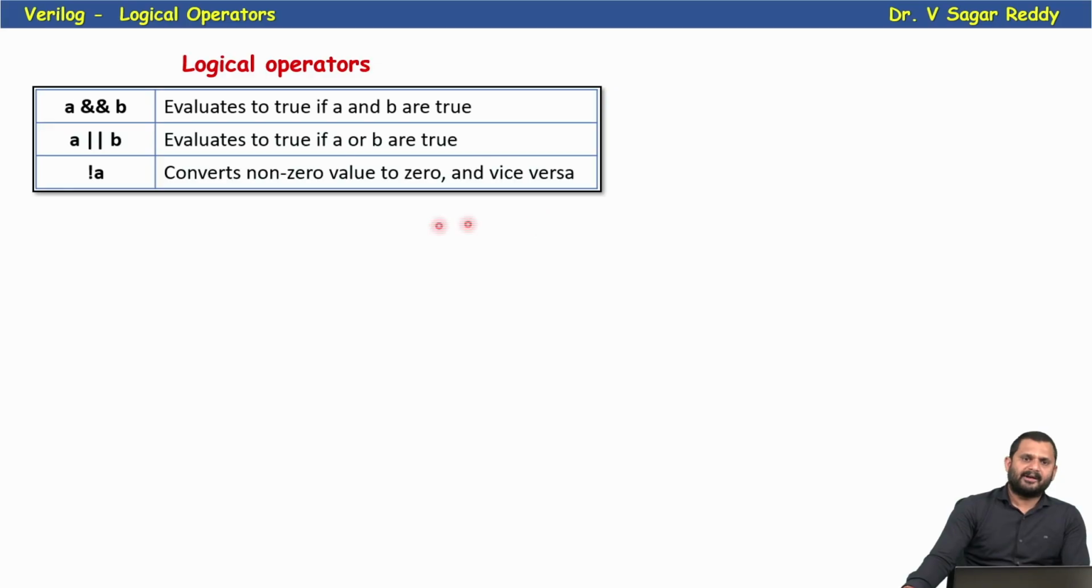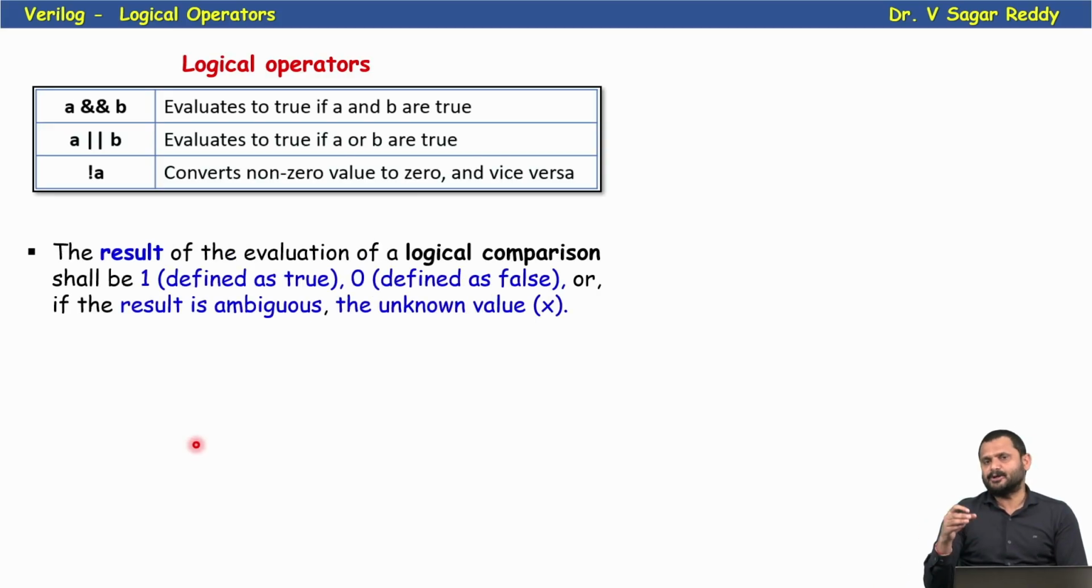Now the next operator is the logical operators. So a && b evaluates true if a and b are true, a || b evaluates true if a or b is true. This is logical and, this is logical or, and this is not, logical negation. It converts a non-zero value to 0 and vice versa. Now see, the result of the evaluation of a logical comparison shall be 1, which we can define as true, or 0, which we can define as false, or if the result is ambiguous, then it is known as x. So the result of any logical operator should be either 0, 1 or x.